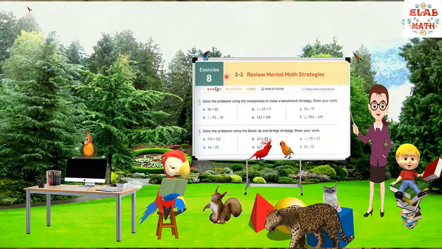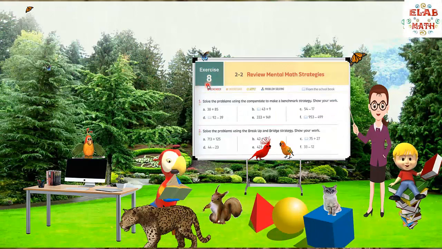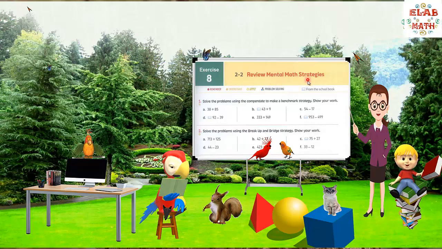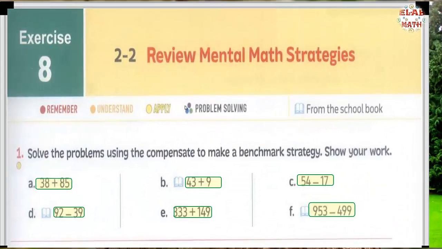Hello everyone. In this video I will solve exercise 8, lesson 2 in unit 2, review mental math strategies. First one, solve the problems using the compensate to make benchmark strategy. Show your work. Letter A, 38 plus 85.